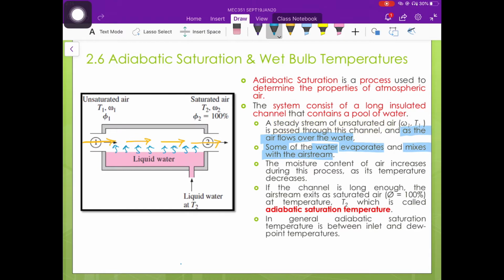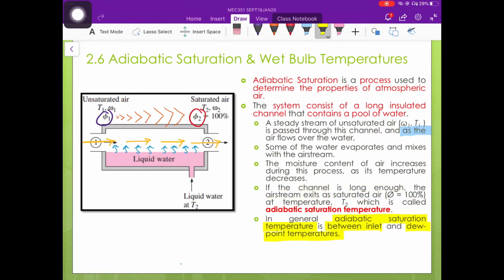As the air flows over the water, some of the water evaporates and mixes with the airstream. The moisture content of the air increases during this process as its temperature decreases. If the channel is long enough, the airstream exits the channel as saturated air, having relative humidity equal to 100% at a temperature of T2, which is called the adiabatic saturation temperature.